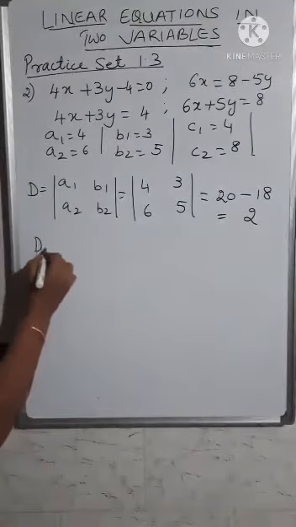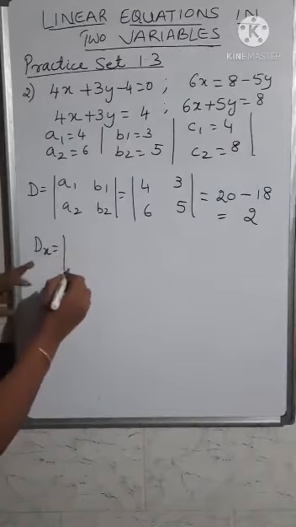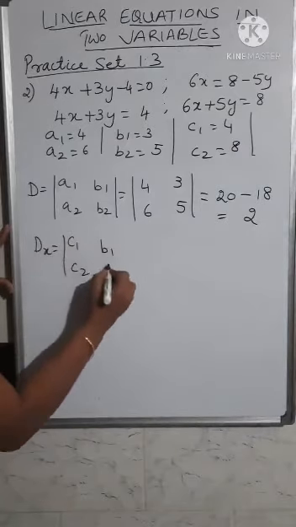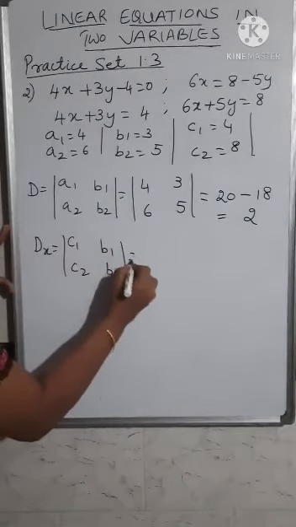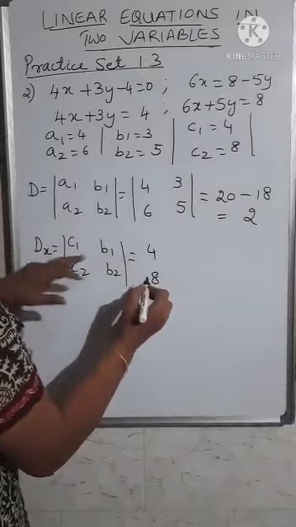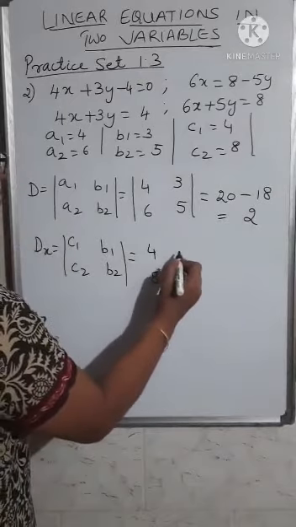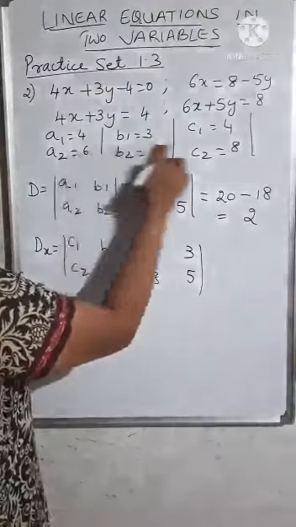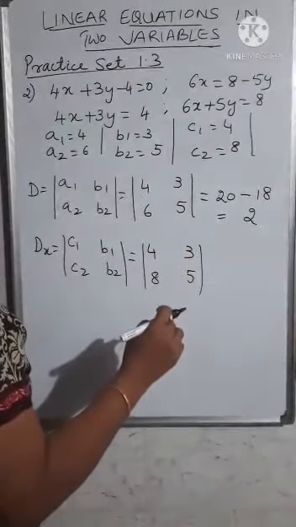Now next you have to find out the value of dx. For dx it is c1, c2, b1, b2. So you get c1 is 4, c2 is 8, and b1, b2 is 3 and 5. So you write the values here, copy down.